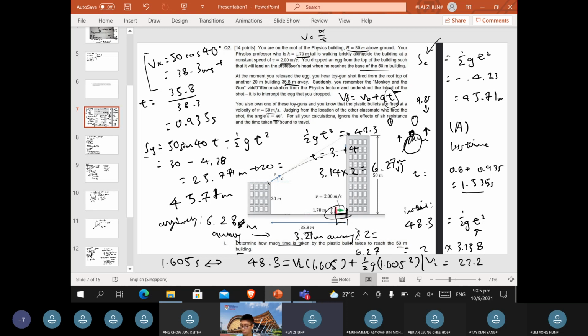So once we know his displacement, how far away from the building he is, we can tell how much longer he is going to take to be just under the egg. Then that time you use to sub into vit plus half a t squared. Sub in the time, and then we know that this is 48.3, then we can find the vi.